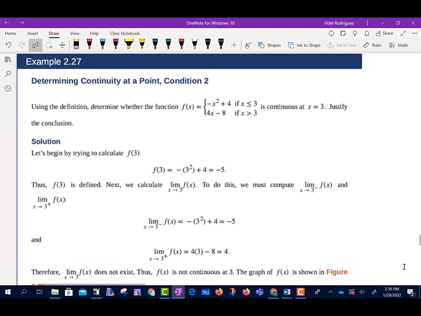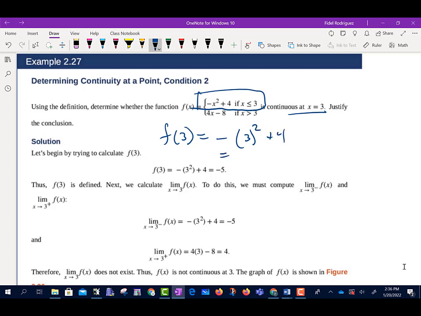Let's take a look at the next one. Determining continuity at a point, second condition. Remember what we're trying to do. The first thing we want to know is, is the function continuous at, say, 3? So we're going to find f of 3. Since this is a piecewise function, I am going to use the top part, because the top part says when x is smaller than or equal to 3, we use the top part. So we're going to go negative 3 squared plus 4. This is negative 9 plus 4, which is negative 5. You can see right there.